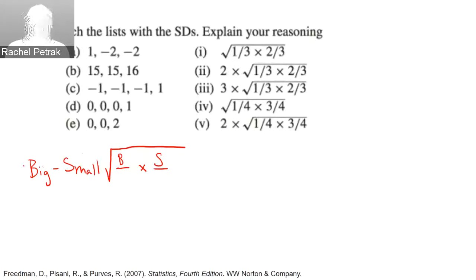So big minus small, let's look at A here. What's our big number? It's 1. The small number is -2. 1 minus -2 is like a plus minus a negative, so it's 3 times the square root of the proportion of tickets with our big number. Well, we have 3 tickets here, and our big number is only on one of them. So that's 1/3 times our small number on 2/3 of the tickets. So we can see that this A is number 3.